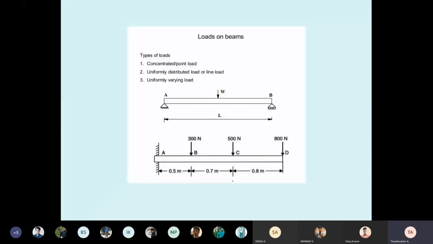Next, types of loads. Generally, these are the three types of load acting on a body. One is concentrated load or point load. Second, uniformly distributed load or line load. Third, uniformly varying load. You see the first diagram, the capital W, the load arrow mark downward. It is called point load, that is, the load acting on the body at a particular point.